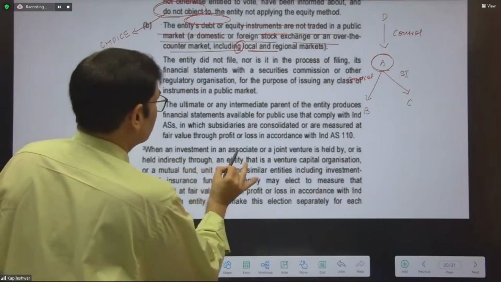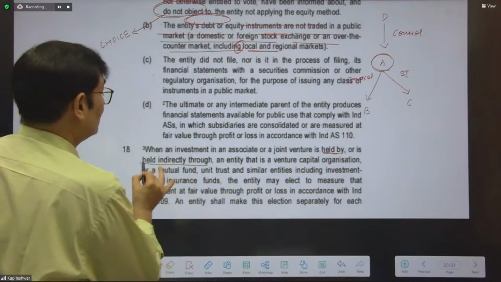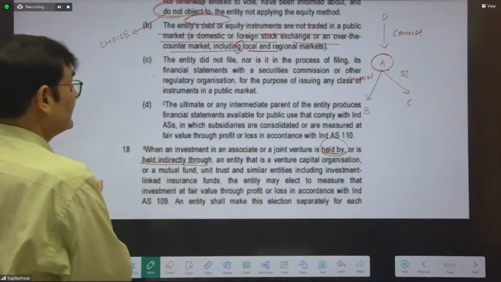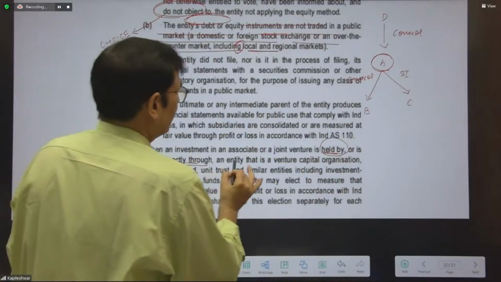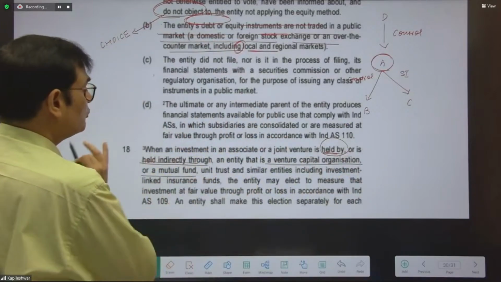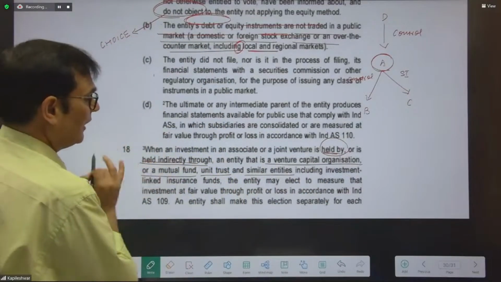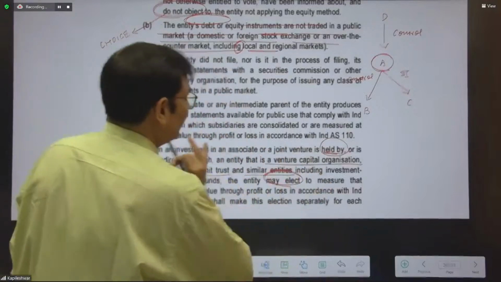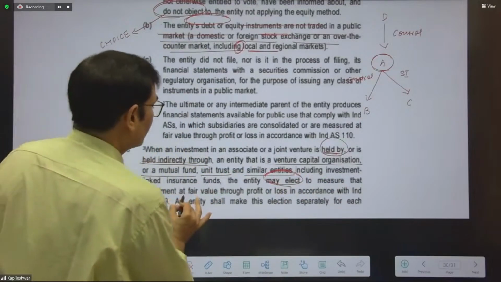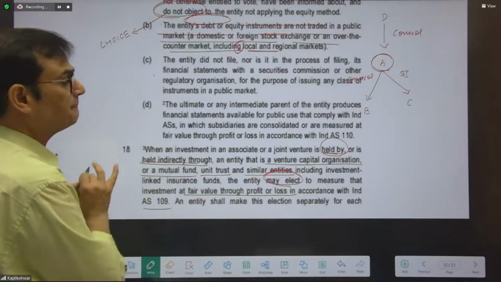When an investment in an associate or JV is held by or is held indirectly through. When I say held by, it is directly. When I say indirectly, of course, means indirectly, an entity that is a venture capital organization or a mutual fund, unit trust, and similar entities, including blah, blah, blah. The entity may elect its choice to measure that investment at fair value through P&L, FVTPL, in accordance with Ind AS 109.